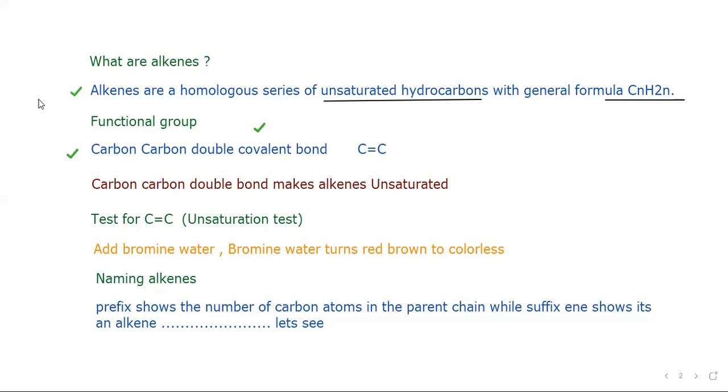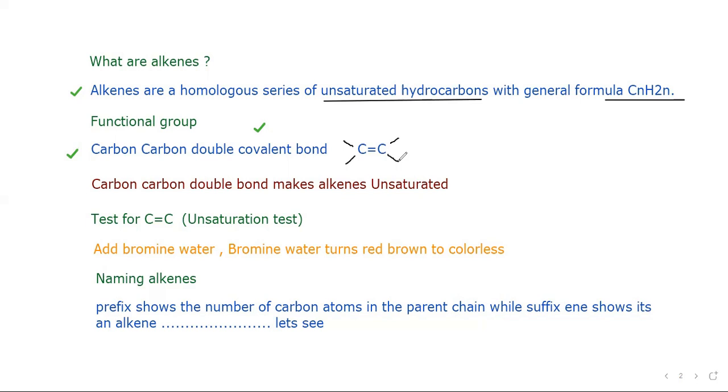Please remember, in alkenes, we have at least one carbon-carbon double bond, which is the main identity of alkenes. Any structure, if you look at their hydrocarbons, and they have at least one carbon-carbon double bond in the structure, 100% it's an alkene. So what is the functional group in alkenes?